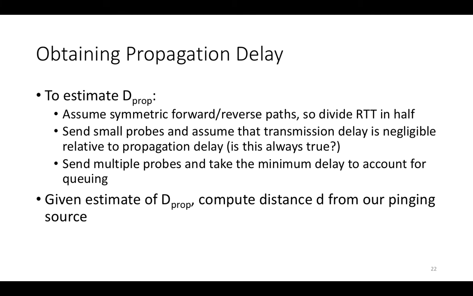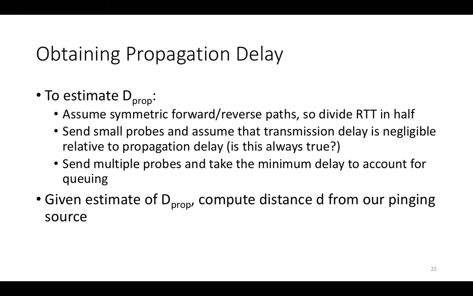So how can we obtain propagation delay? To estimate the propagation delay, first we'll assume symmetric forward and reverse paths. So when we get one of these RTTs, we'll divide it in half. What kind of probes are we going to send? Well, I already said that we would send pings, but what size ping might we send?